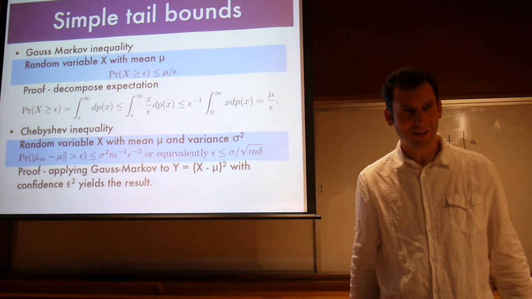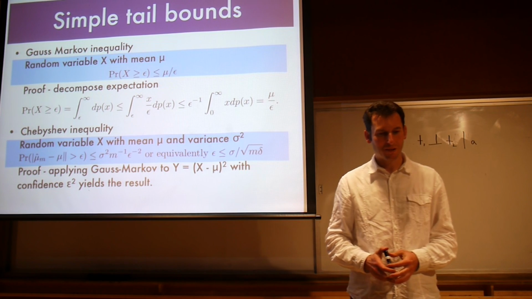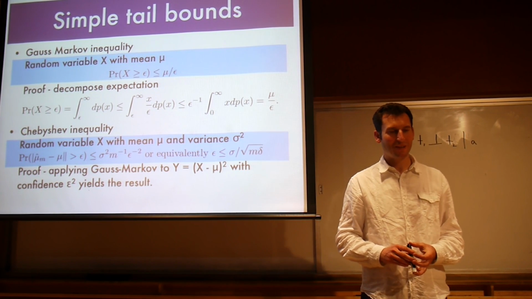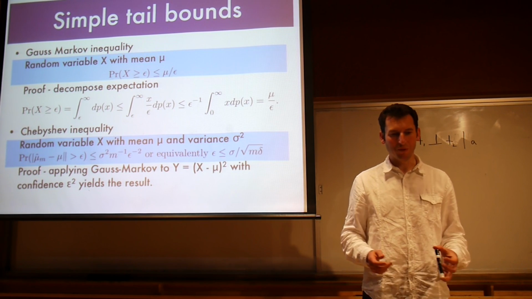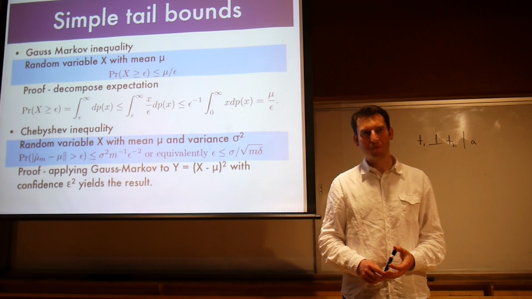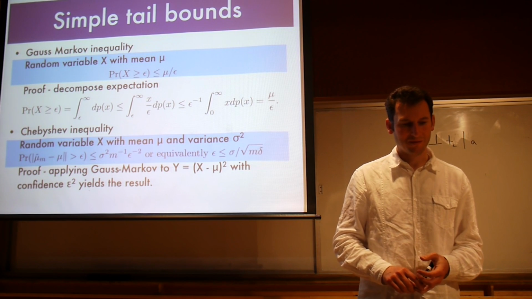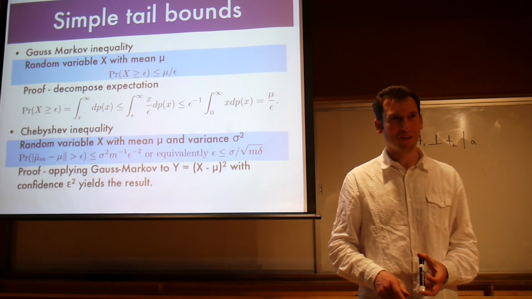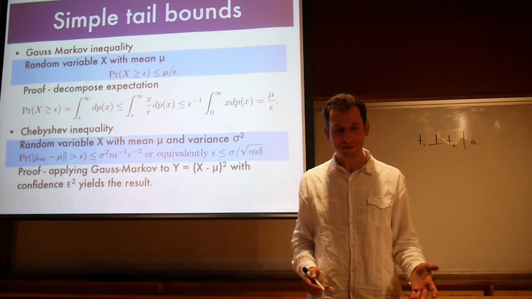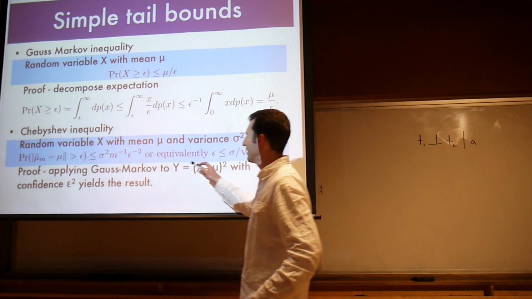And you've probably seen this thing before. It's the Gauss-Markov inequality, but it's actually an extremely useful one. So I have some random variable x, and it has a mean mu. And I want to know what's the probability that x is greater than some epsilon. And it turns out that this is less than or equal to mu over epsilon. Now this looks utterly straightforward, and as a matter of fact it is. I mean, here's the proof, right?